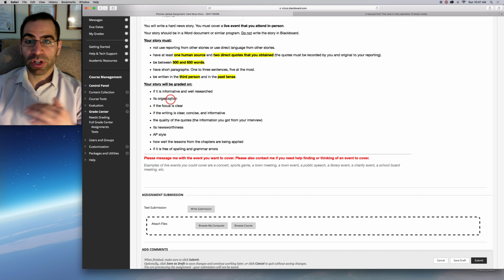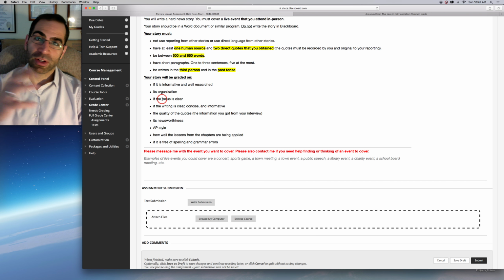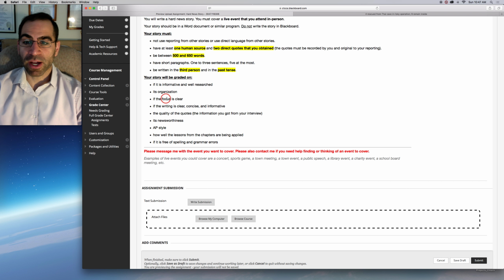Where does the key information go in the story? Is the focus clear? Do I understand what the story is about? Within the first 3 paragraphs, is there a key focus to the story, and do you stick to that? Or do you start with something and then trail off and start reporting on something else? Is the writing clear, concise, and informative?